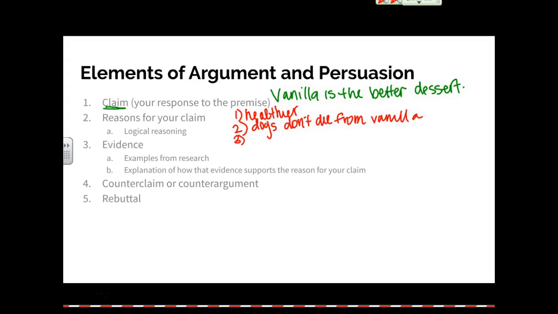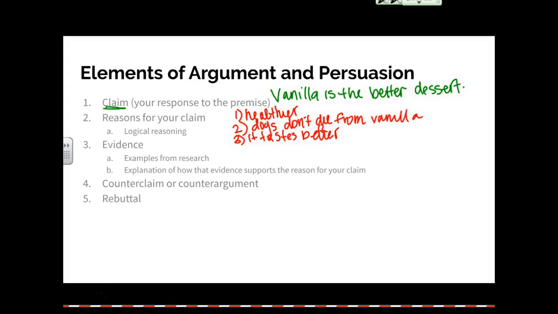What's another reason vanilla is better than chocolate? It tastes better. Oh. I personally severely disagree with this, but I feel like there's a time for vanilla and there's a time for chocolate. Yeah. It's chocolate time. All right.